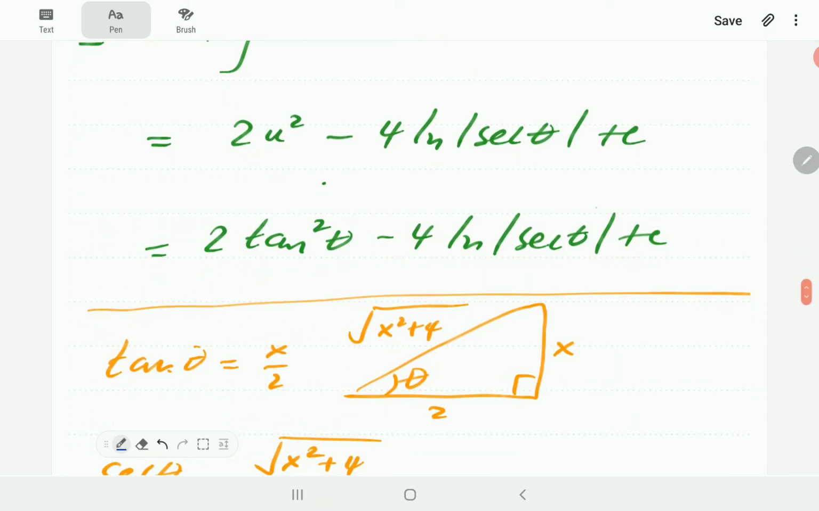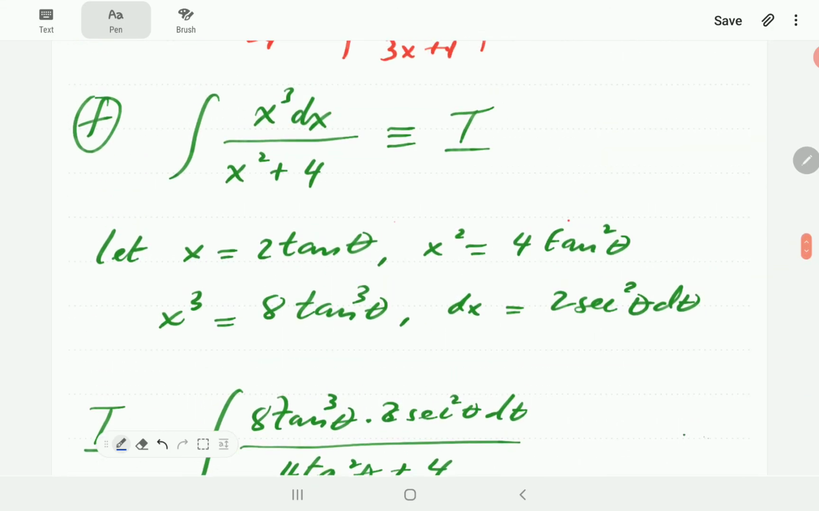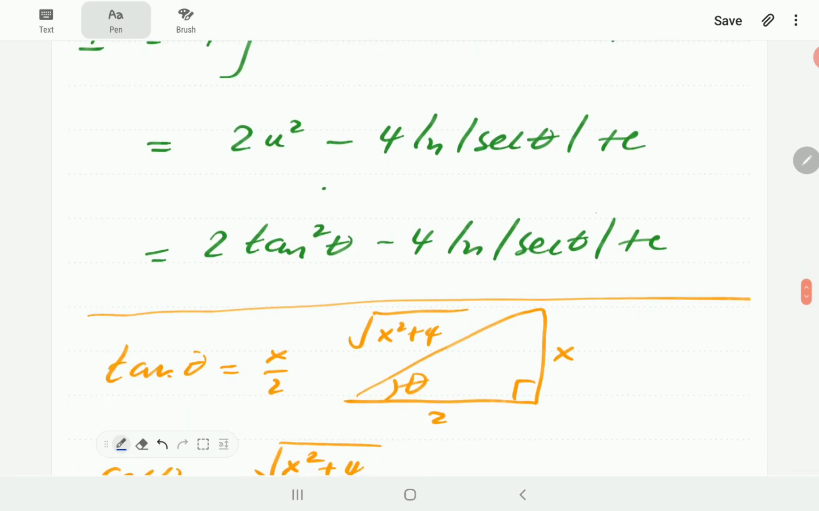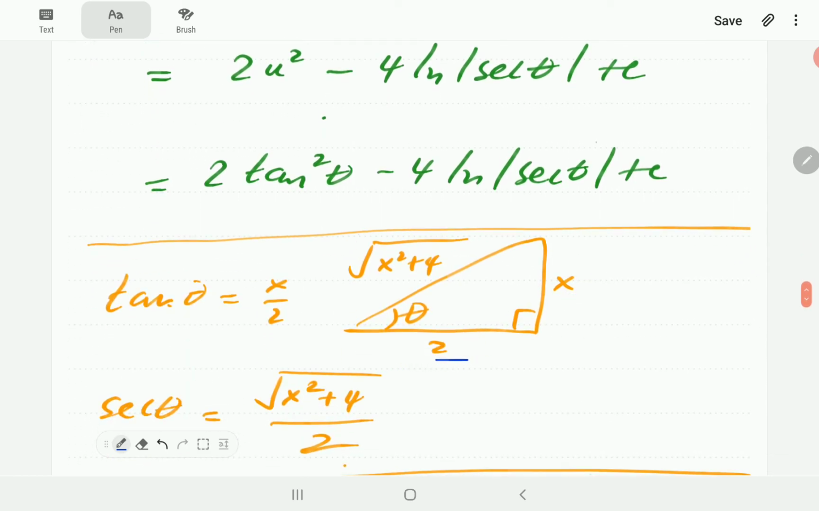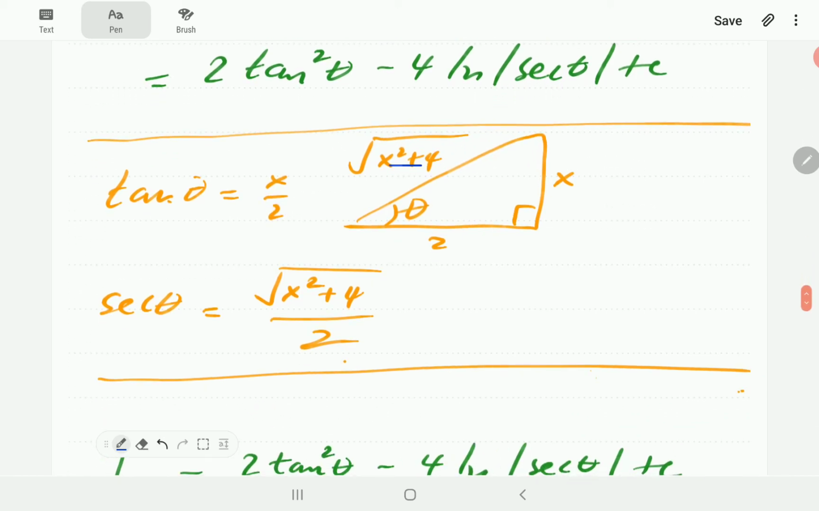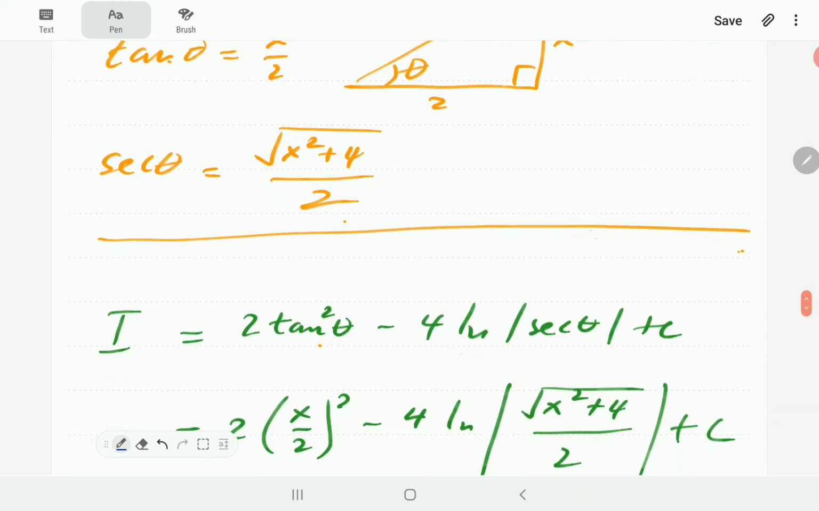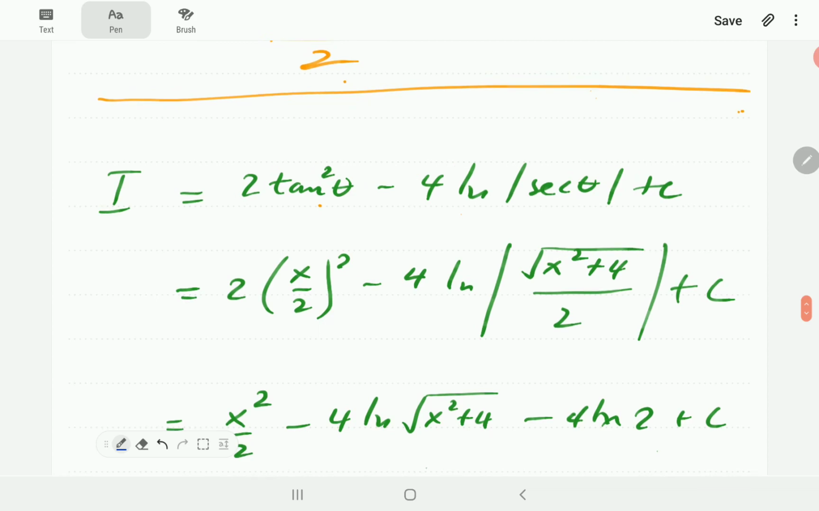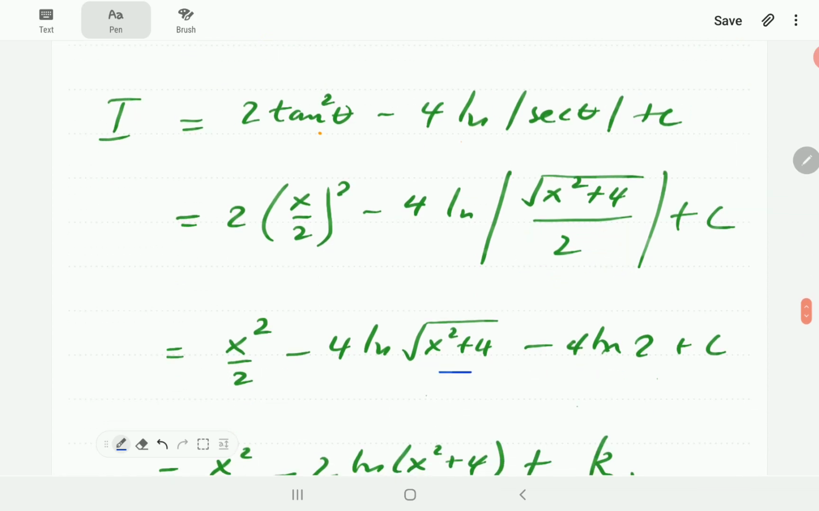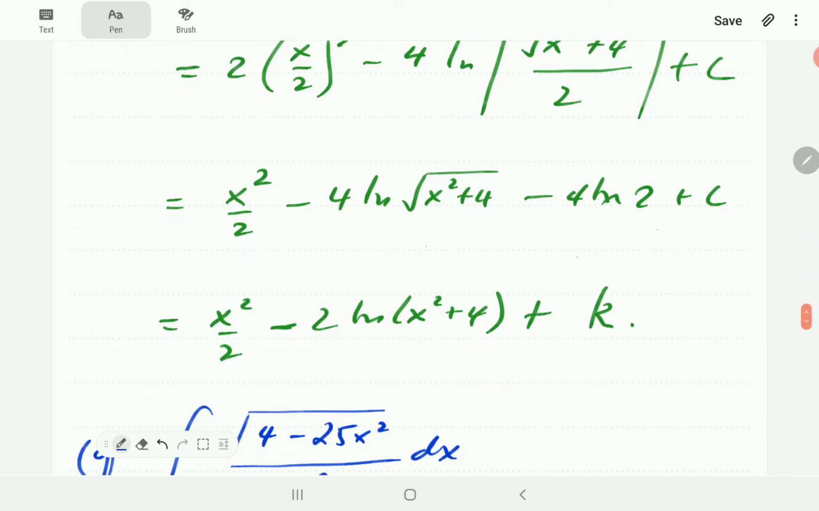We need this in terms of x. Remember, tangent theta is x on 2 from here. Just bring 2 that side. So that means the opposite is going to be x, the adjacent is 2. That is going to be the hypotenuse. So tangent we already have here. We need secant, so secant is going to be hypotenuse over adjacent. So we plug this here. We sort out the constant, and then the final expression is going to look like that.